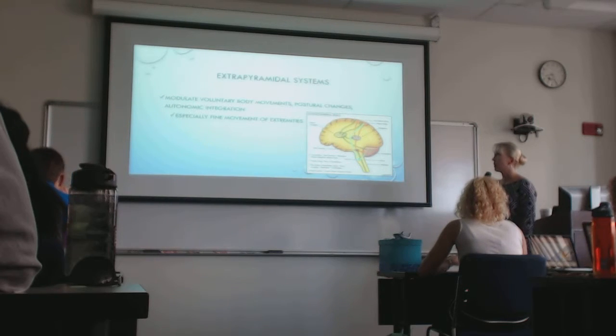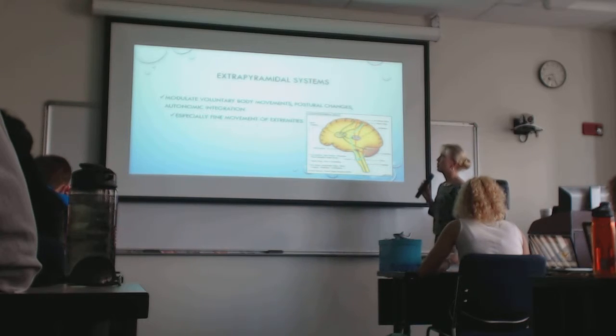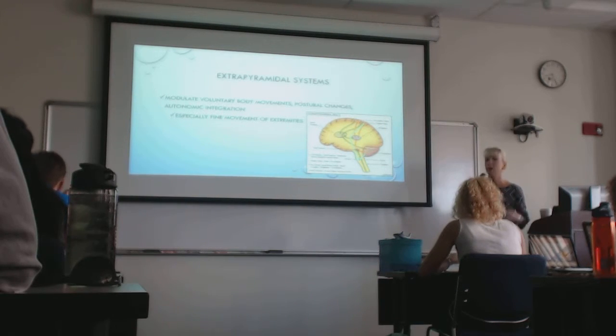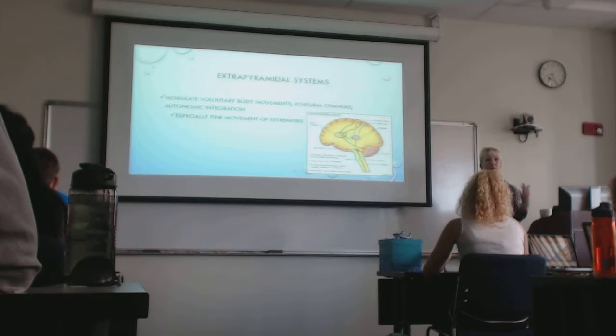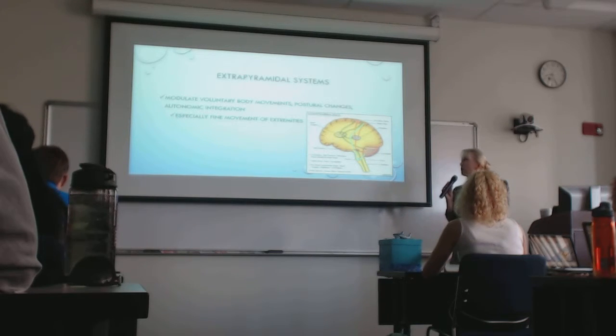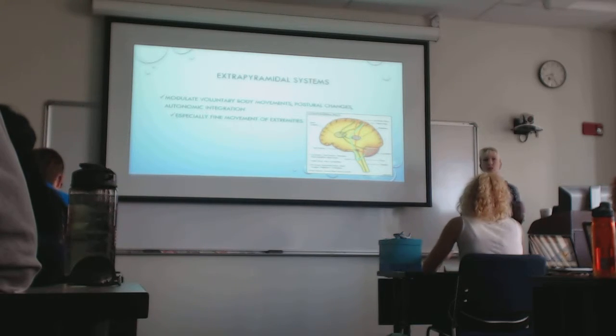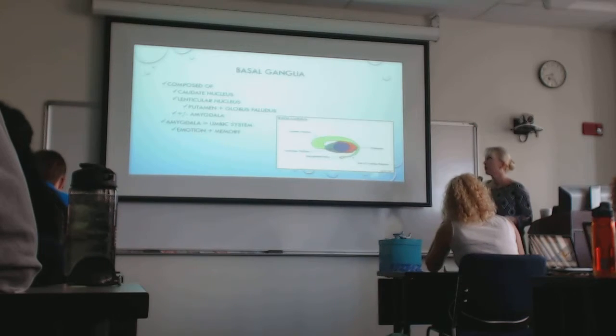We talk about the extrapyramidal system. Here we're talking primarily about the basal ganglia. So we mediate voluntary body movements, postural changes, and autonomic functions happen here. Especially fine motor movements in the extremities, we help to refine that motor function down even further.